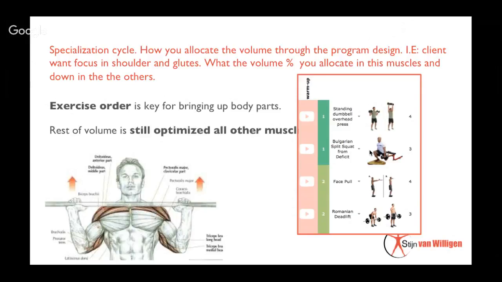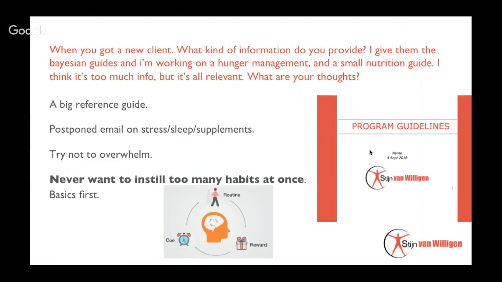All right, so next question. When you get a new client, what kind of information do you provide? I give them the Bayesian guides. That's from the Bayesian PT course. It's from Menno Henselmans, the guy that I'm working with on an education. And I'm working on a hunger management and a small nutrition guide. That's great. That's cool. That's very valuable, of course. I think it's too much info, but it's all relevant.